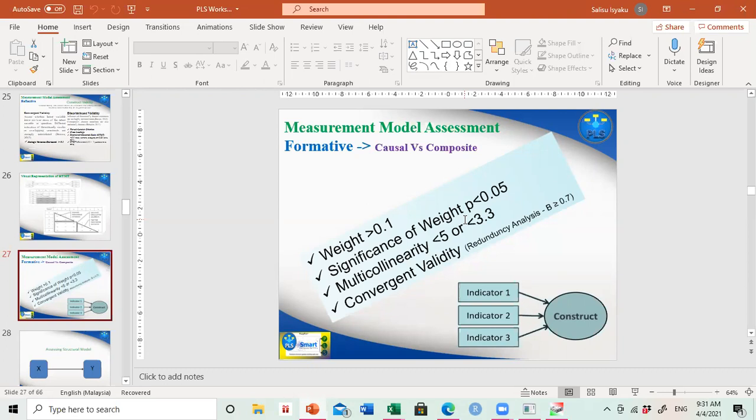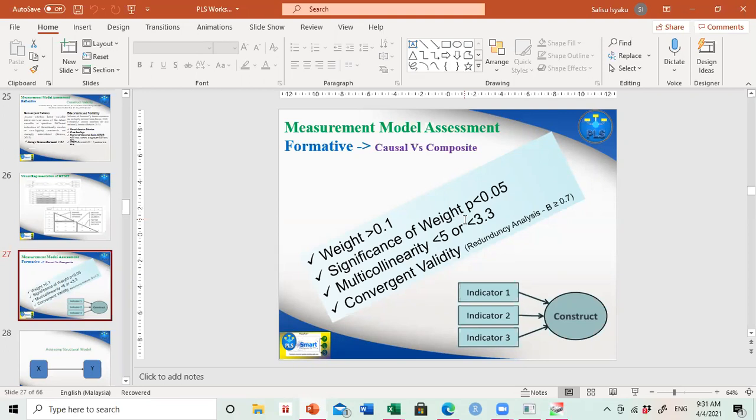We look at the weight, and the weight of all the items is the opposite of loading, anyway. In reflective items, we talk about loadings, but in formative, we talk about weight. So weight should be greater than 0.1. And we don't know whether it is okay or not until we run it to know the level of significance. It should be significant, less than 0.05.